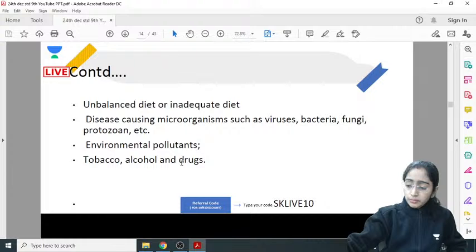Environmental pollutants are one of the factors that cause respiratory diseases and all. Tobacco, alcohol, drugs: obviously, this is another thing that is one of the factors that leads to diseases of the central nervous system. So, nervous disorders and all.